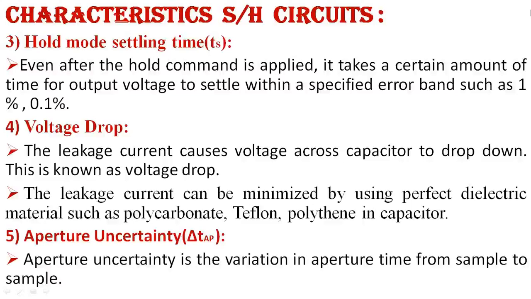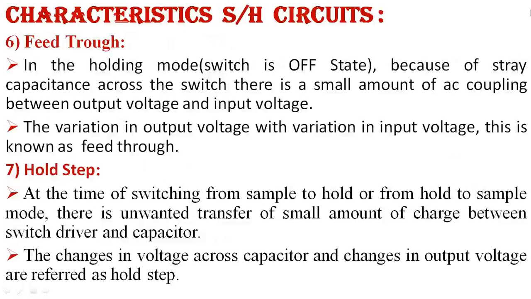Now next, aperture uncertainty, that is the change in TAP. Aperture uncertainty is the variation in aperture time from sample to sample. The next characteristic of the S/H circuit is feedthrough. In the holding mode, the switch is in the off state. Because of stray capacitance across the switch, there is a small amount of AC coupling between output voltage and input voltage. The variation in output voltage with variation in input voltage is known as feedthrough.